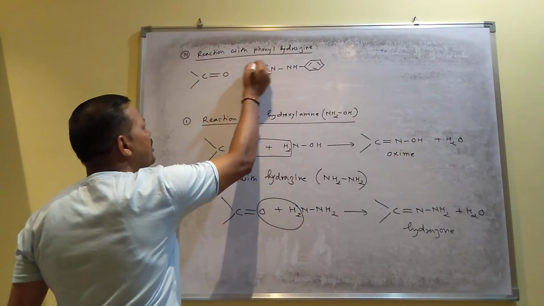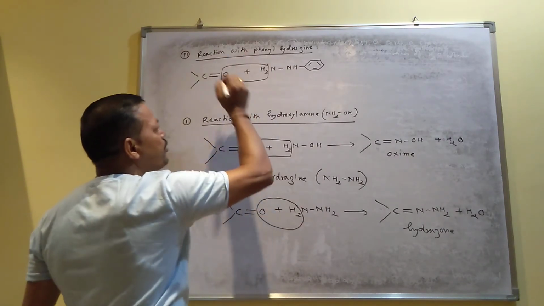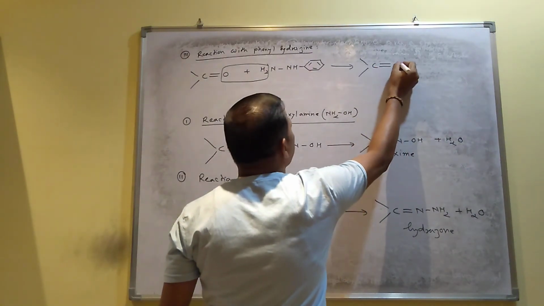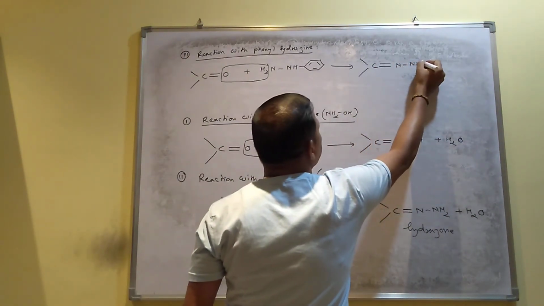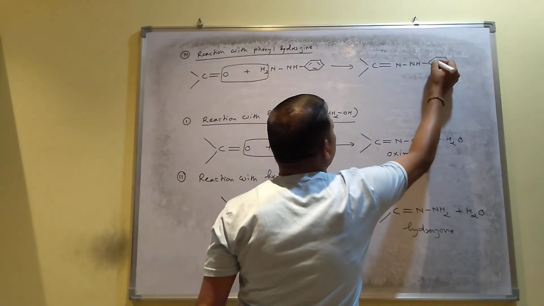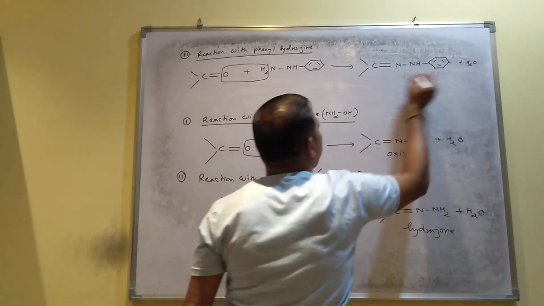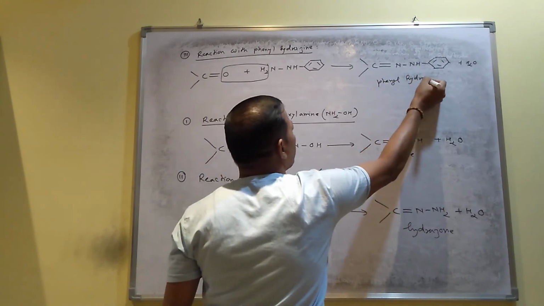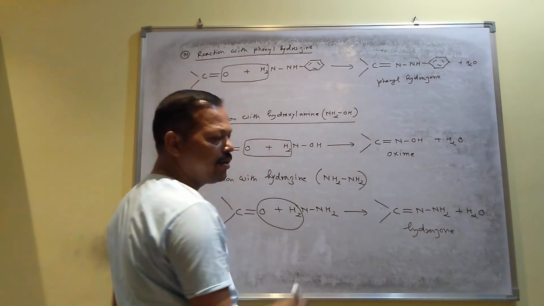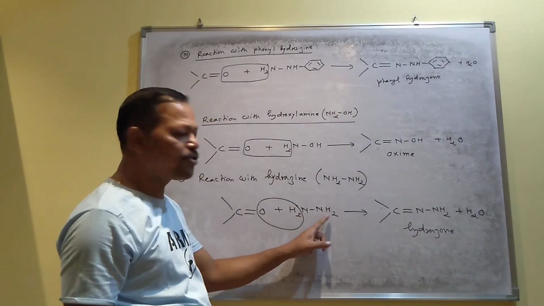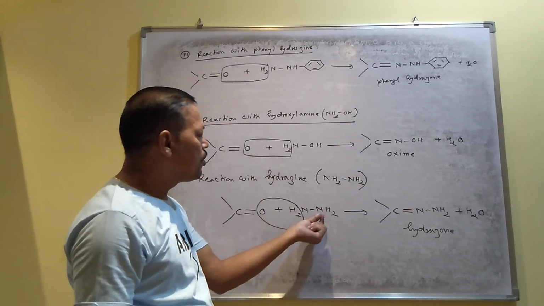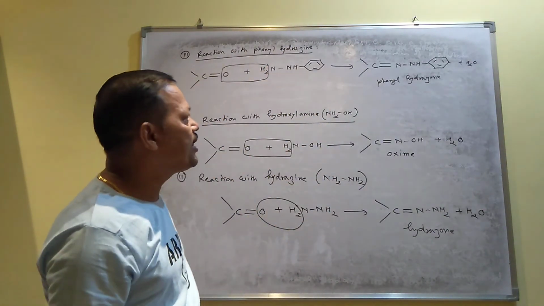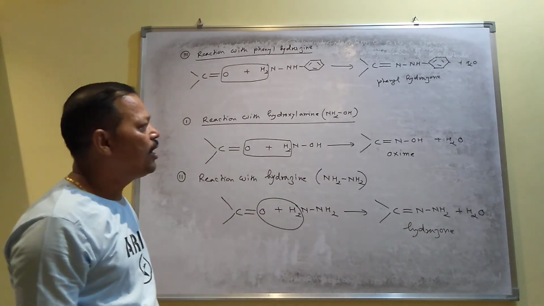So when the reaction takes place, water is removed, the other part you just combine, and NH, like this, the side product will be water, and this is called phenyl hydrazone. It's like hydrazine, only the difference is in hydrazine NH2NH2 and in phenyl hydrazine one hydrogen is replaced by a phenyl group, a benzene ring. That's why it is called phenyl hydrazine, and the product is called phenyl hydrazone.